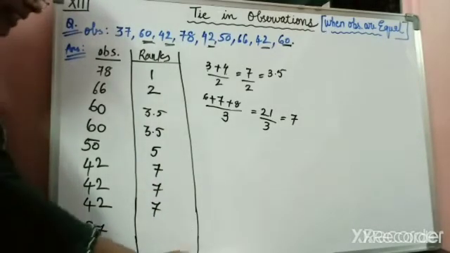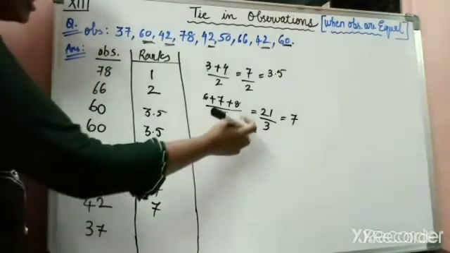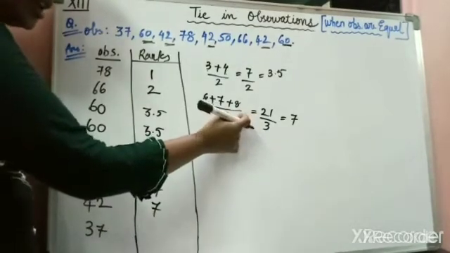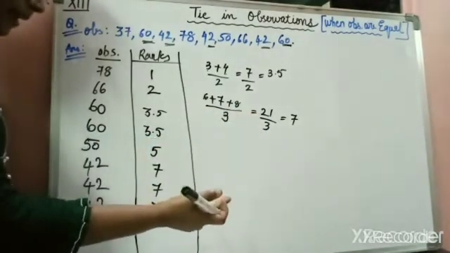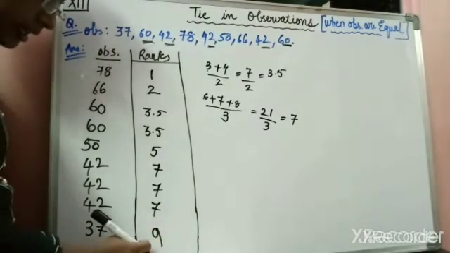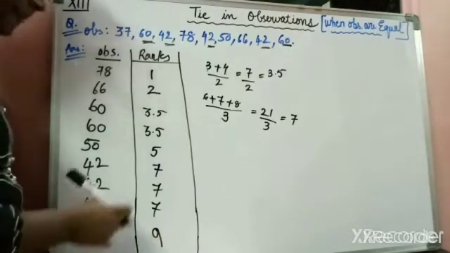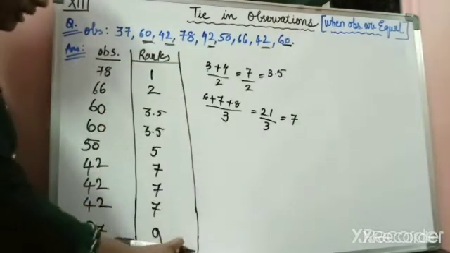Clear? Then in the last, we have number 37. So what would be the rank for number 37? See, up till here we have taken number 8. So after 8, it would be number 9. So the rank for 37 is number 9. Okay, so 9th rank is for 37. Then after that you get the ranks.